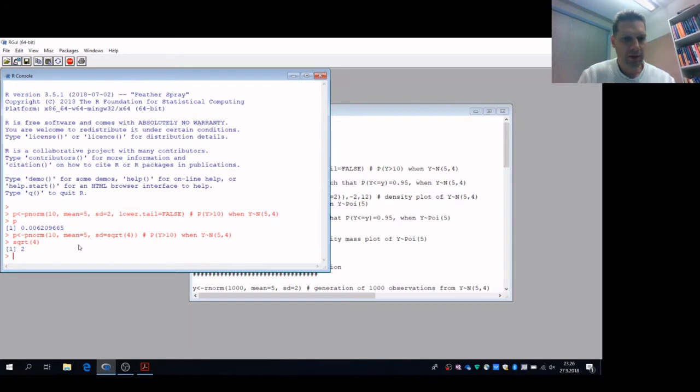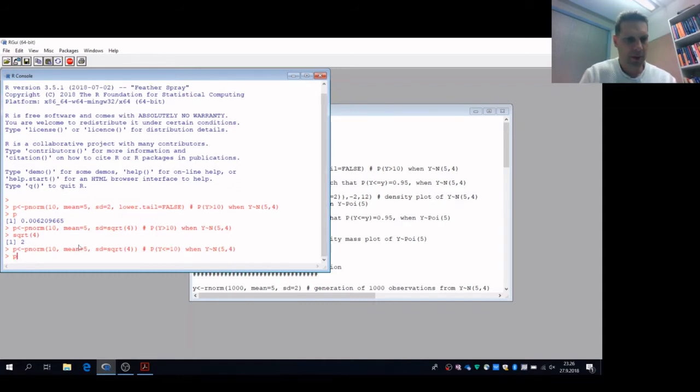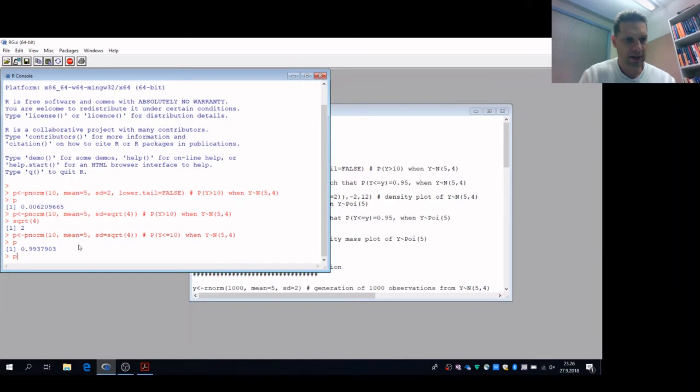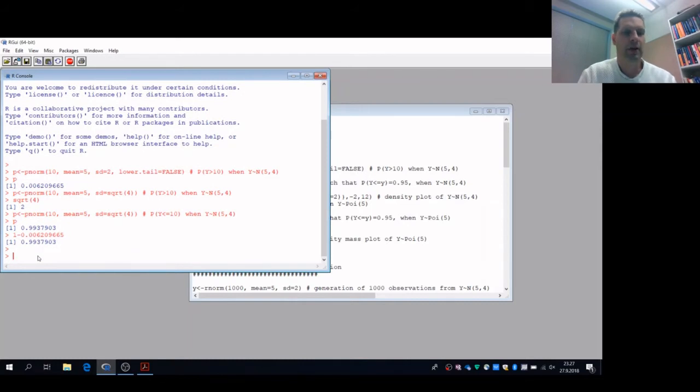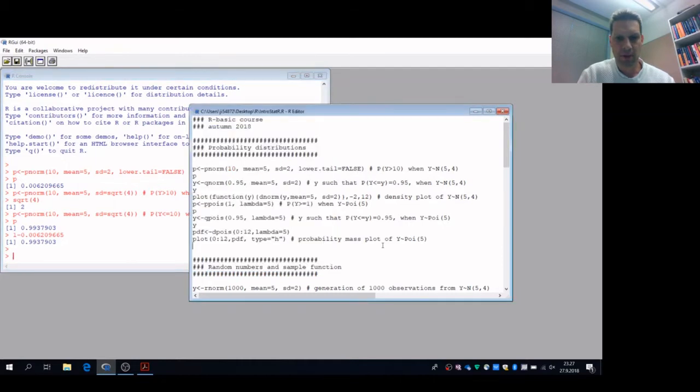So if we take this away, this lower tail is false, we actually calculate the probability of y being less than or equal to 10. So that probability is obviously like this, and this is like 1 minus the probability given here. So we have now calculated the complement events here, basically, so that's why it holds like this. So that's pretty much when you want to calculate these sort of probability statements.